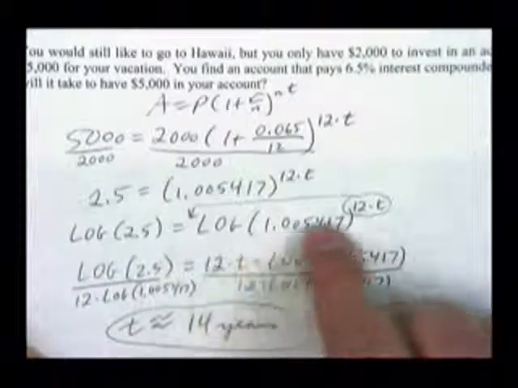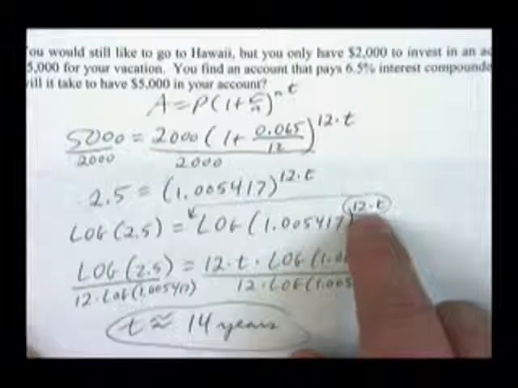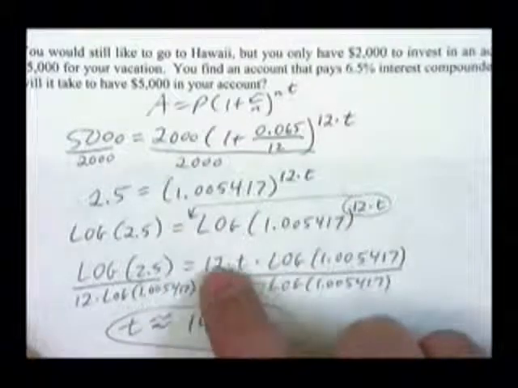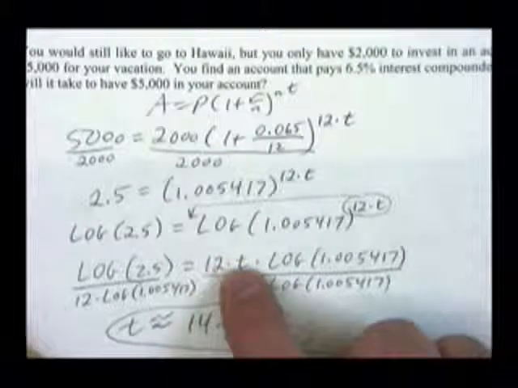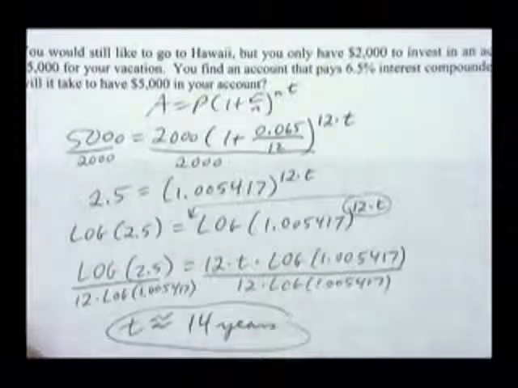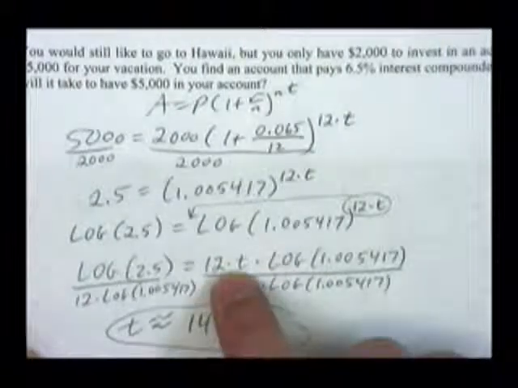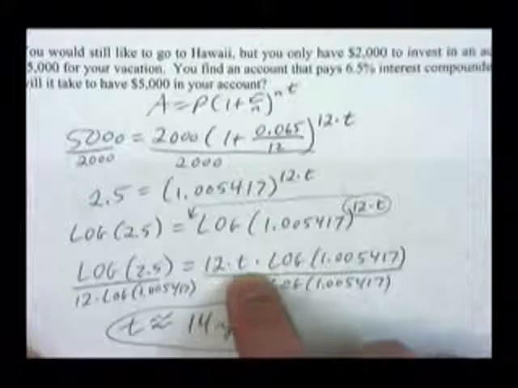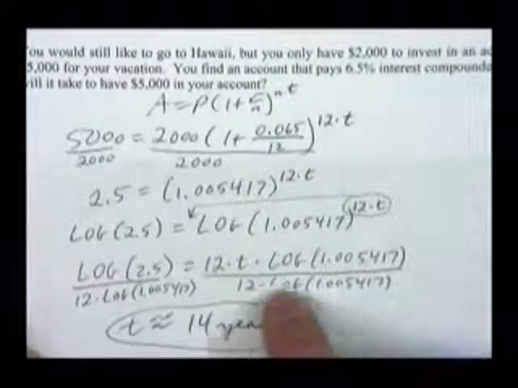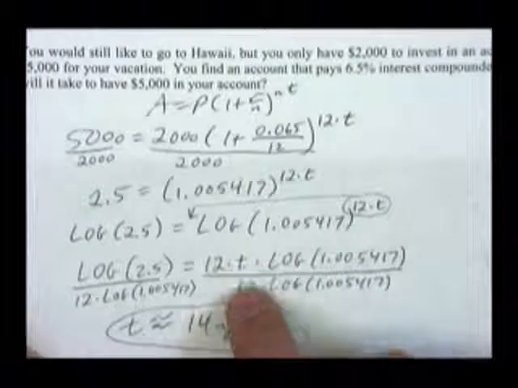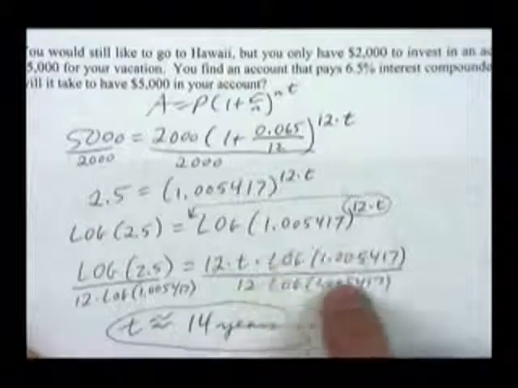When I take the log of this exponential, the property of logarithms allows me to take that exponent out in front and turn it into a multiplication. So the right-hand side becomes 12 times t times the logarithm of 1.005417. Now, since I've got all multiplications here on the right-hand side, I can go ahead and divide both sides to get the t all by itself. So I divide both sides by 12, so the 12s will cancel, and by the logarithm, so the logarithms will cancel.